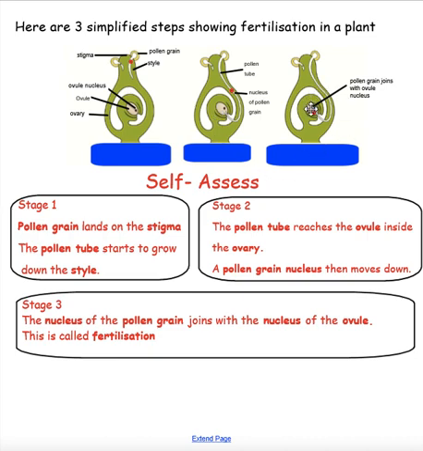Stage 3, the nucleus of the pollen grain and the nucleus of the ovule have to join for fertilisation to occur. So just like in animal reproduction that we've looked at, the two nuclei must join in order for that process of fertilisation to occur.